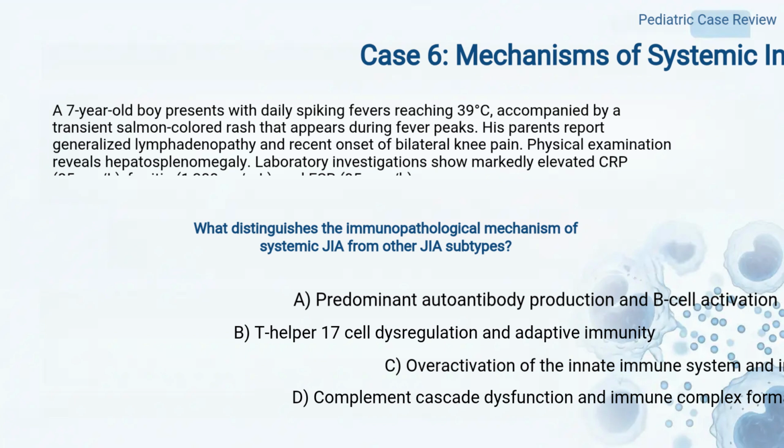What distinguishes the immunopathological mechanism of systemic juvenile idiopathic arthritis from other subtypes? Option A, predominant autoantibody production and B-cell activation. Option B, T helper 17 cell dysregulation and adaptive immunity. Option C, overactivation of the innate immune system and inflammasome pathways. Option D, complement cascade dysfunction and immune complex formation.